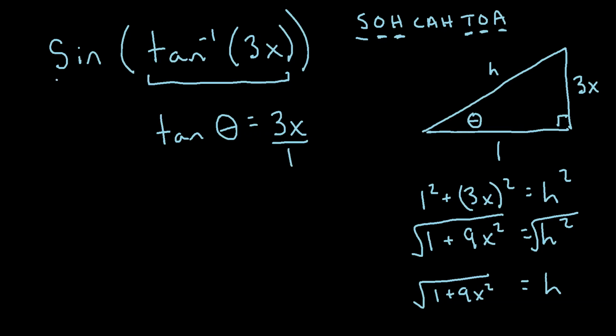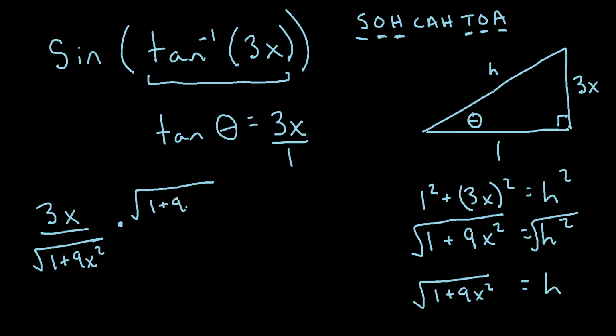So remember, we're trying to find the sine of this angle, so that's the opposite divided by the hypotenuse. So our final answer will be 3x divided by the hypotenuse. Remember, we just figured that out. That's the square root of 1 plus 9x squared. Now, if we'd like, we can rationalize the denominator, which means we can get rid of the radical in the denominator by multiplying both the numerator and the denominator by this radical.